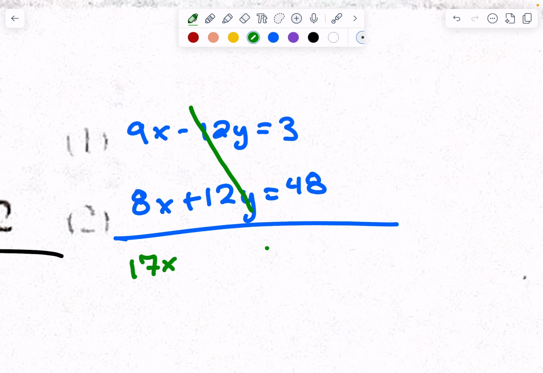17x equals, and 3 and 48 is 51. And if you divide by 17, that's 3. Yep, x equals 3.